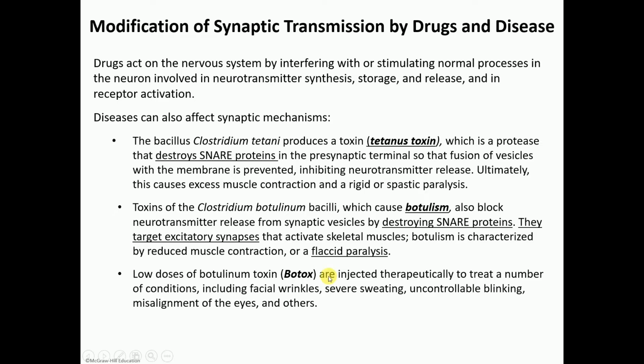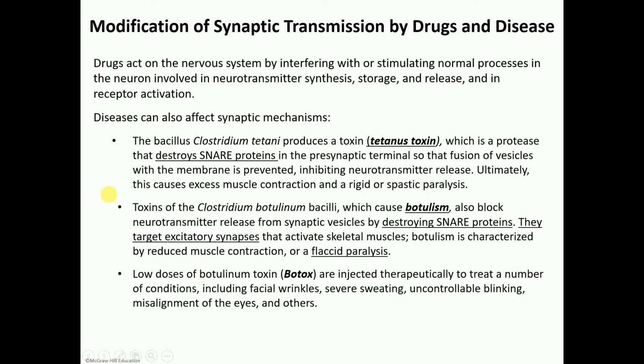The pathogen for tetanus is known as Clostridium tetani, and the toxin is known as the tetanus toxin. Again, it is basically a protein-breaking enzyme, so it is a protease that will destroy the snare proteins, and that would lead to a rigid or spastic paralysis. Okay, so there is an excess of muscle contraction. And again, that could be fatal due to the spastic contraction of the respiratory muscles.